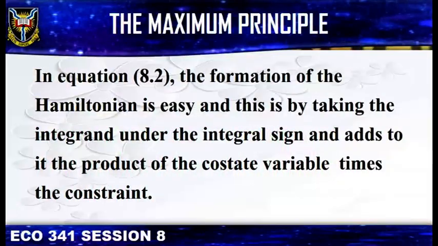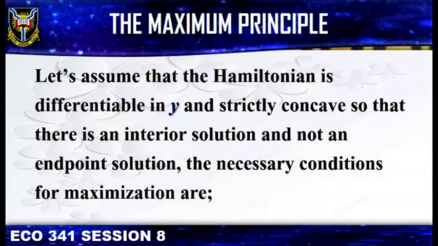In equation 8.2, the formation of the Hamiltonian is easy, and this is by taking the integrand under the integral sign and adding to it the product of the co-state variable lambda of t times the constraint. Let us assume that the Hamiltonian is differentiable in y and strictly concave so that there is an interior solution and not an endpoint solution.